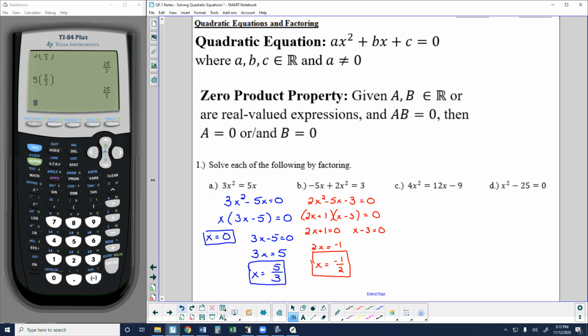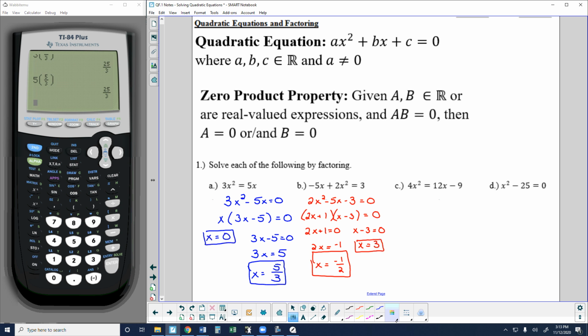Then on the other side, my other factor, x minus 3 equals 0. I'm going to add 3 to both sides. So that's going to give me x equals 3. So there I have two solutions for this quadratic equation based on factoring and the zero product property setting them equal to 0. Take a look at another example.